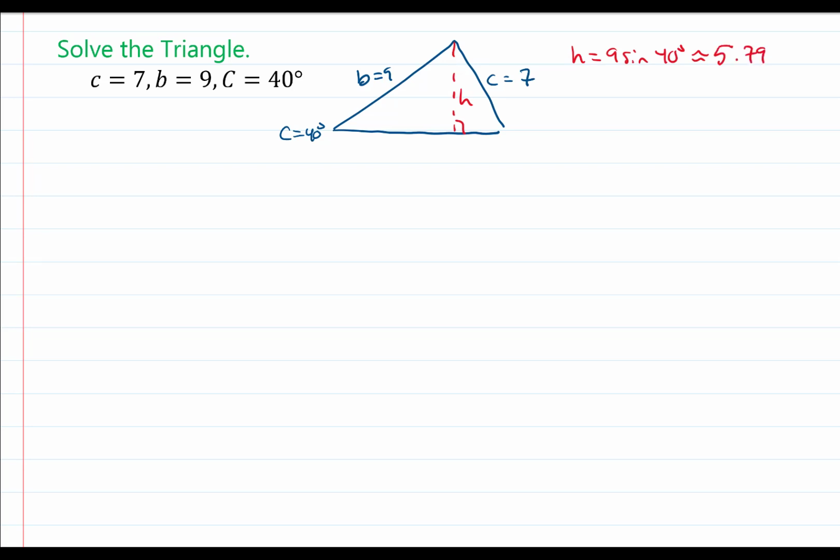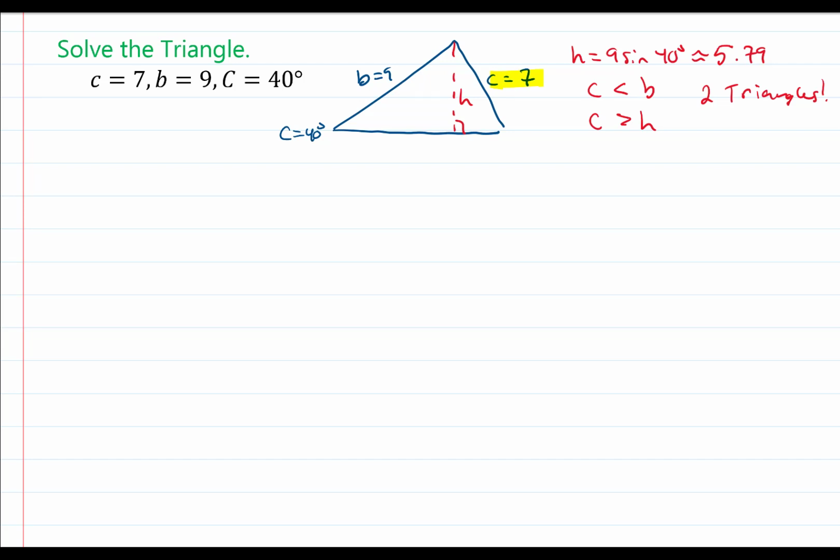My goal now is to compare the known side that is opposite the known angle, which in this case is side C, with the altitude and the other side. So what I see here is that side C is less than side B, and side C is greater than the height, which means what results is two triangles, meaning that our information satisfies two different triangles.